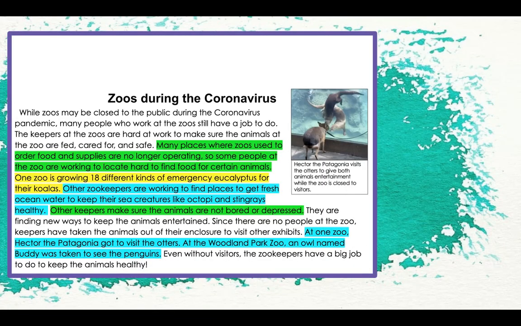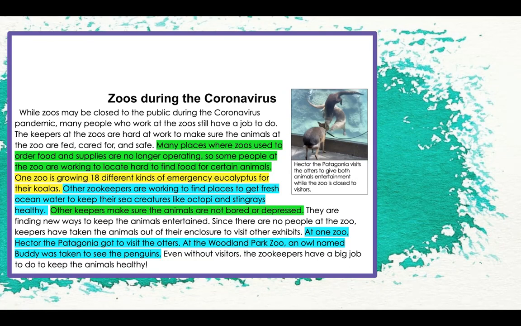So I want us to look at a paragraph that was in your quiz last week. So we're going to use a paragraph you already know, and we're going to start looking at the details of it. So this paragraph is called Zoos During the Coronavirus. I'll read it to you.